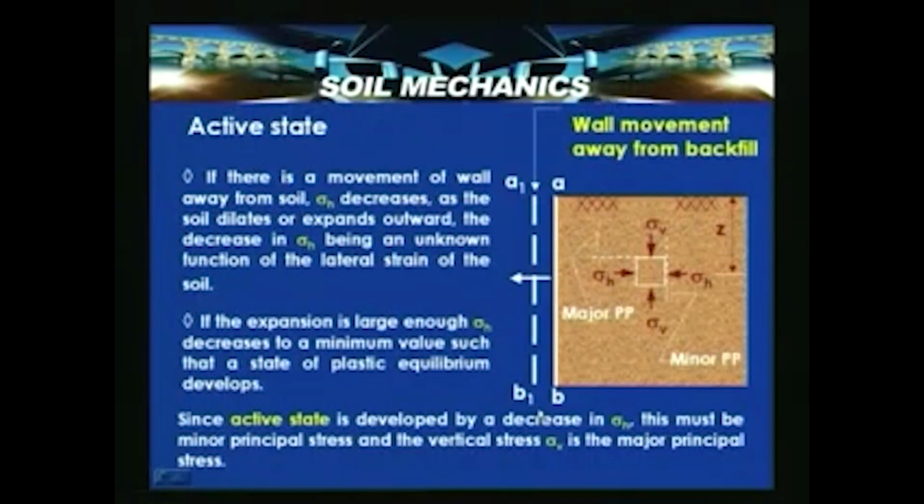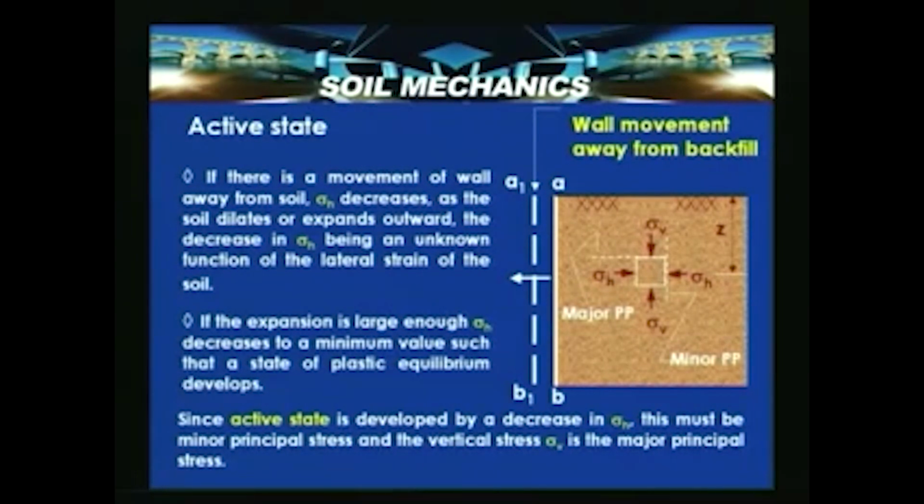So, at active state, in this case consider a wall AB which is again smooth, with a base of smooth nature, and wall movement occurs away from the backfill. Here again the element considered is sigma v and sigma h at a depth z. Now, if there is a movement of the wall away from the soil, then sigma h decreases. Please note that the horizontal stress decreases as the soil dilates or expands outward, the decrease in sigma h being an unknown function of the lateral strain of the soil.